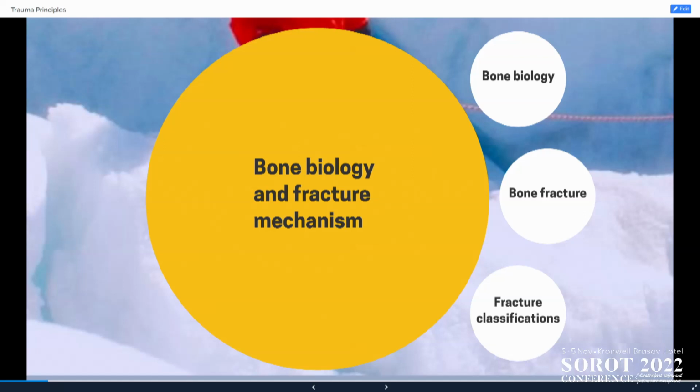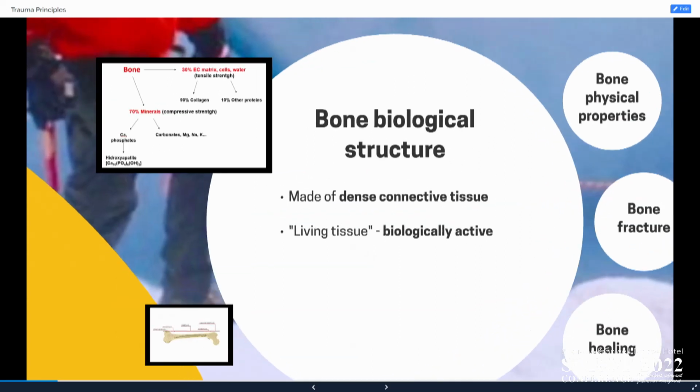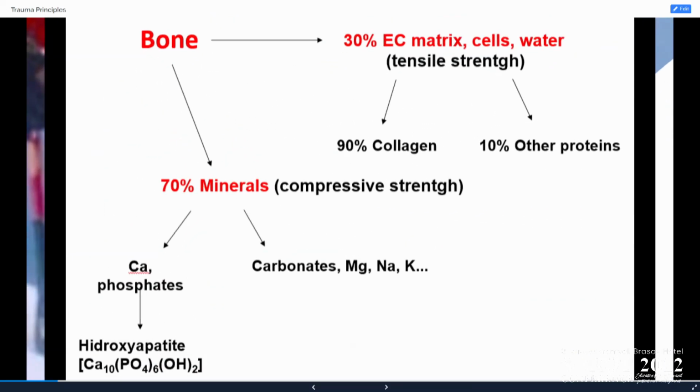So, some basic science about bone biology and fracture mechanism. Bone is made of dense connective tissue. It is a living tissue. In the time of 10 years, all of our bone degrades and builds itself back again. So it's biologically active tissue. It has the minerals that give it the compressive strength and the extracellular matrix, the organic part, that gives it the tensile strength. So 70% actually, bones are made of minerals.